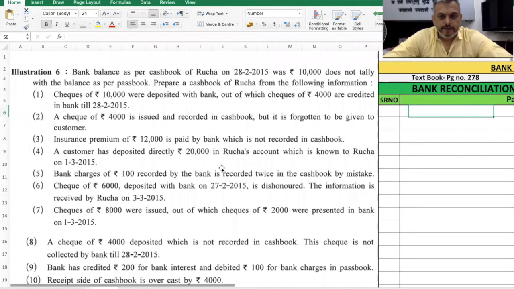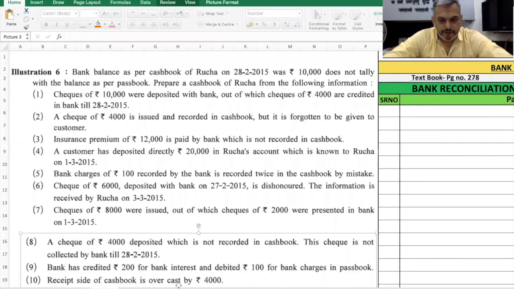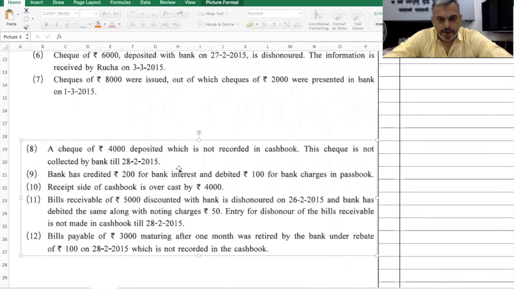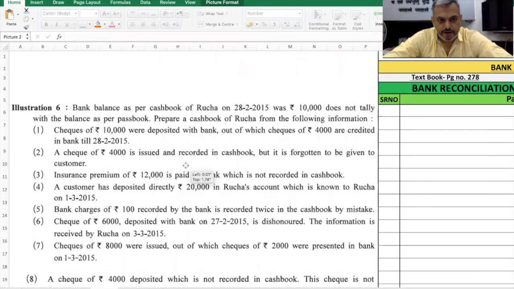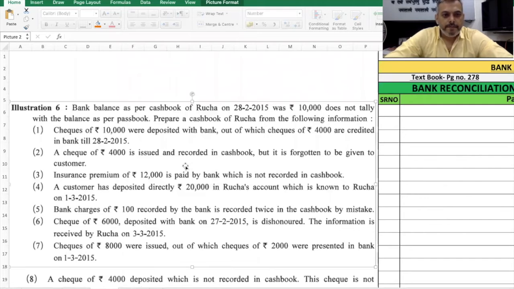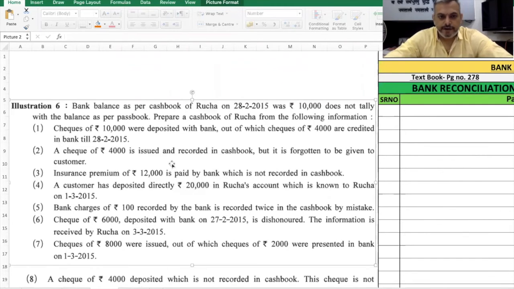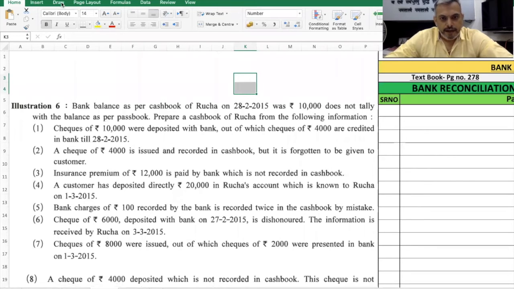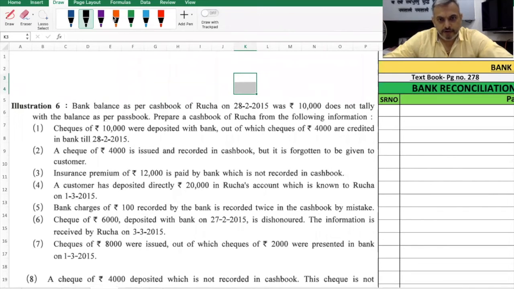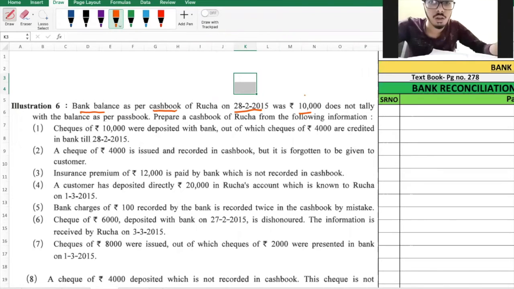Illustration number 6. Please mark this, very important for your exam. It's an important sum. Same sum can come in your exam. Bank balance as per cash book of Rucha as on 28th of February 2015 was 10,000. This is bank balance as per cash book. So tell me, will this be debit or credit? Debit. Very good, right?